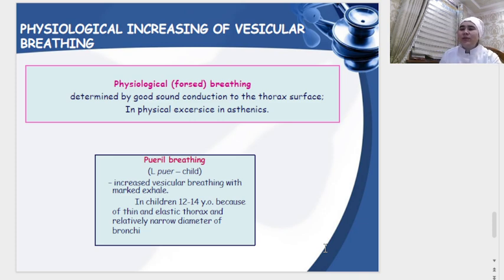Physiological increasing of vesicular breathing. Physiological breathing is determined by good sound conduction to the thorax surface, in physical exercise and in asthenics. Then puerile breathing: increased vesicular breathing with a marked exhale in children up to 12 years old because of a thin and elastic thorax and relatively narrow diameter of bronchi.